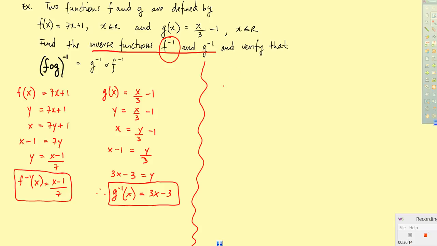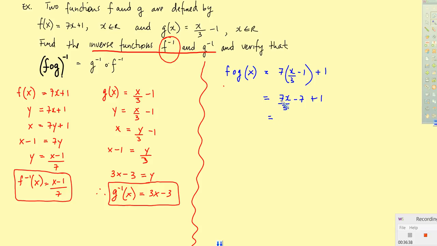I'm going to do this now in another color. So I'm going to do f of g first of x, and that means that I'm taking g of x and inserting it inside of f of x. So it's going to be 7 times x over 3 minus 1, and then it's plus 1. And that'll give me 7x over 3 minus 7, and then plus 1.